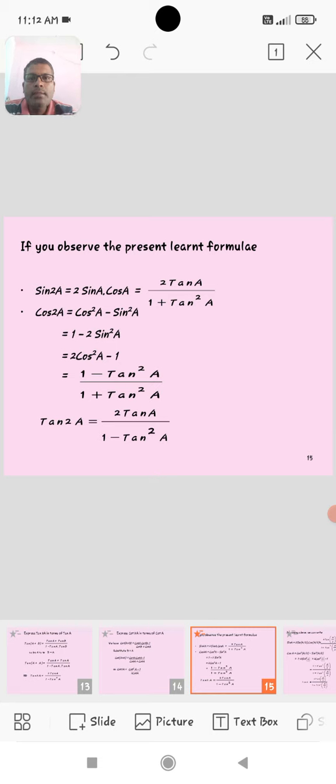If you observe the formulas, sin 2a is equal to 2 sin a cos a, and also equal to 2 tan a by 1 plus tan square a. In the same way, observe the cos 2a formula. Cos 2a is equal to cos square a minus sin square a, and also equal to 1 minus 2 sin square a, and also equal to 2 cos square a minus 1, and also equal to 1 minus tan square a by 1 plus tan square a. Then tan 2a is equal to 2 tan a by 1 minus tan square a. These 4 or 5 formulas are very important to solve different problems in multiple and submultiple angles. That's why you have to remember these formulas.